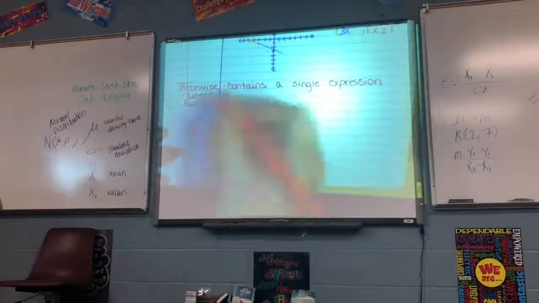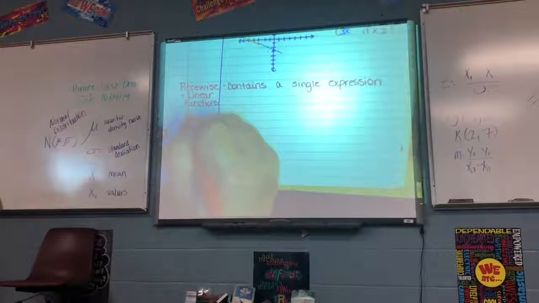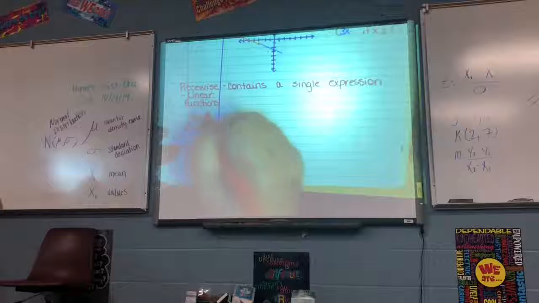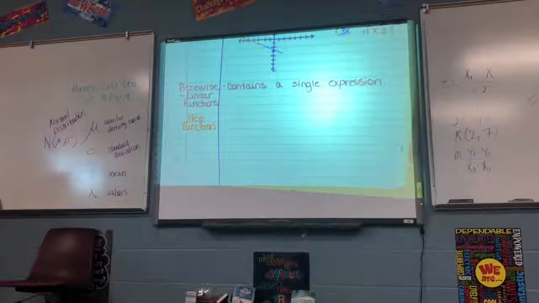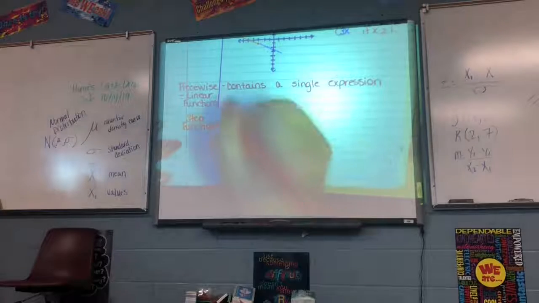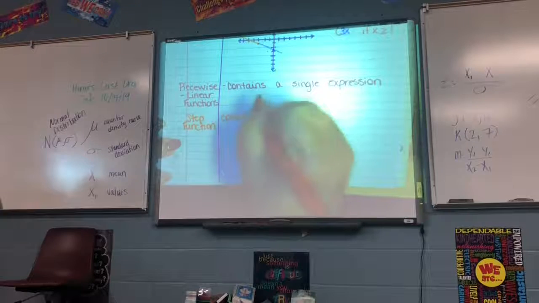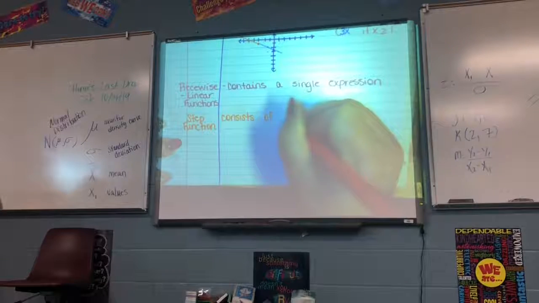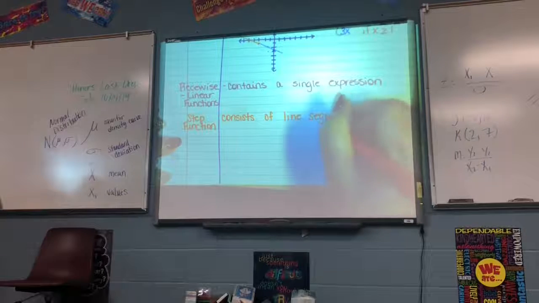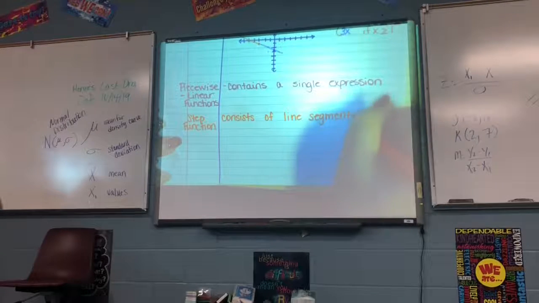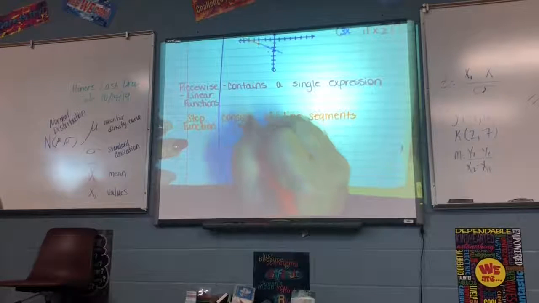And a type of piecewise linear would be a step function. And a step function makes a graph that looks like you're going up steps. That's why it's called a step function. It consists of line segments. Visually, it looks like steps.